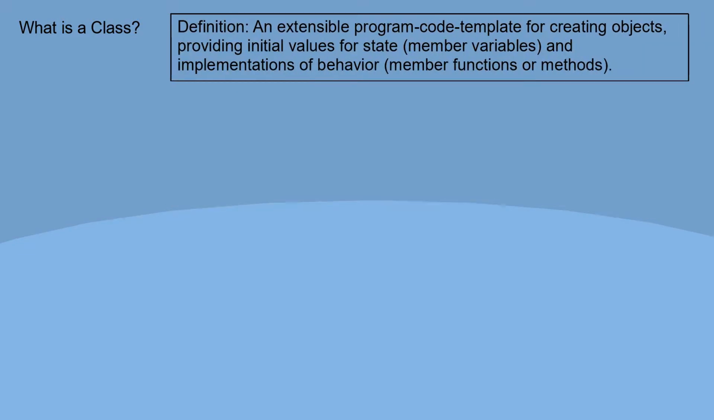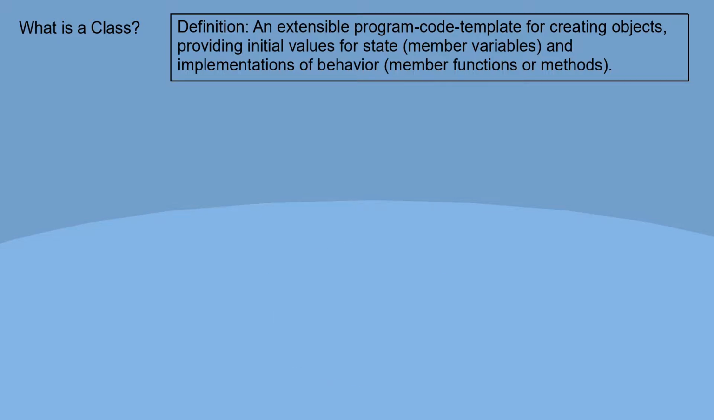What is a class? Well, according to Wikipedia, a class is an extensible program code template for creating objects, providing initial values for state, and implementations of behavior. Right, so that's pretty clear. Let's see if we can't make that a little clearer.